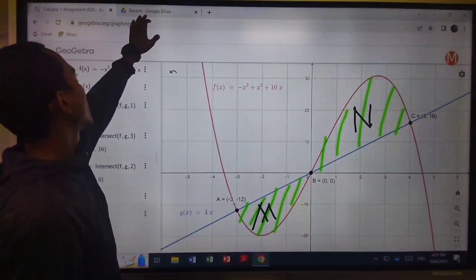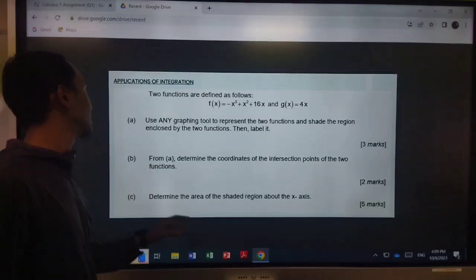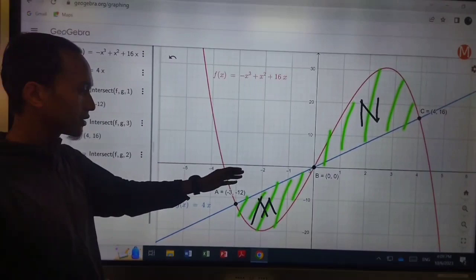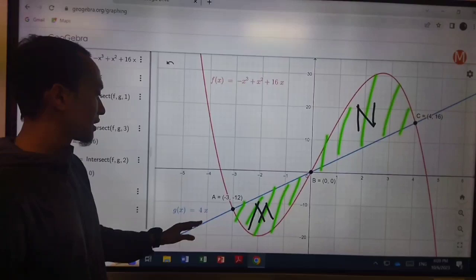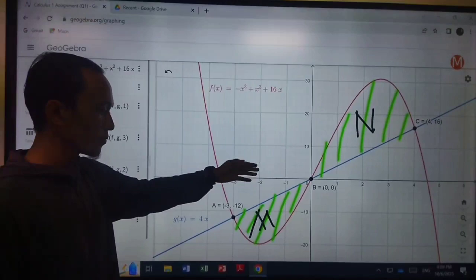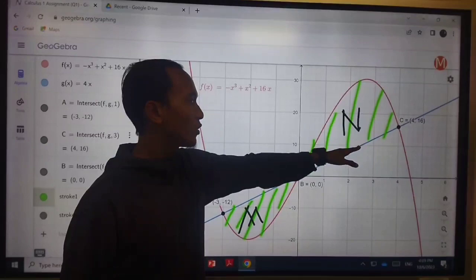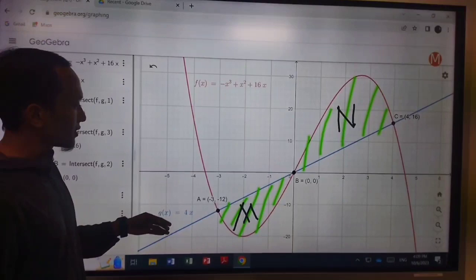That's B. And C: determine the area of the shaded region about the x-axis. The area of the shaded region can be found by integration of the graph at the top minus the graph at the bottom. For region M, the graph at the top is g(x), the blue line, and the bottom is f(x), the red one. But for region N, f(x) is above and g(x) is below. So for M, integrate g(x) minus f(x), but for N, integrate f(x) minus g(x).